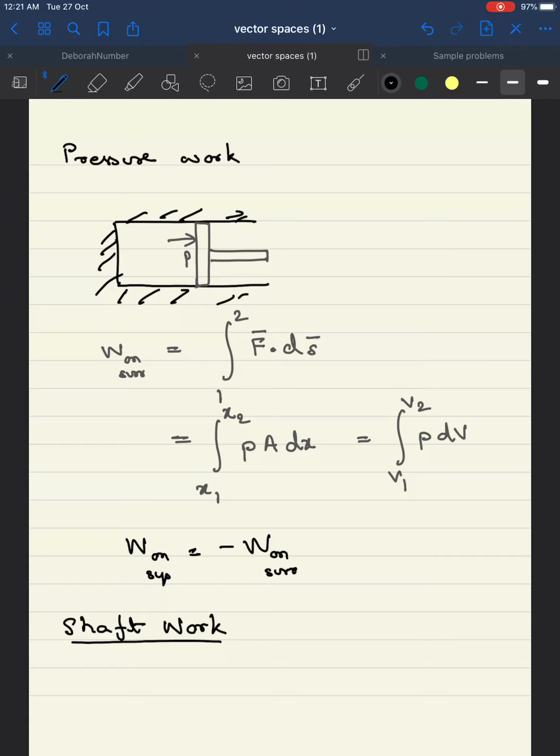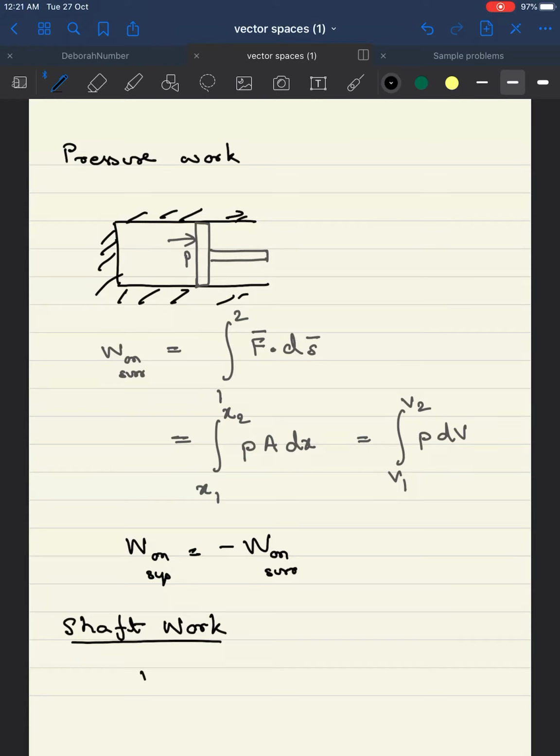So in that particular case, you have to account for the work done by that. Shaft work is a very common method of transferring energy in a fluid mechanical situation. Shaft work is most often associated with rotating fluid machines such as compressors, pumps, turbines, fans, propellers, windmills, etc.